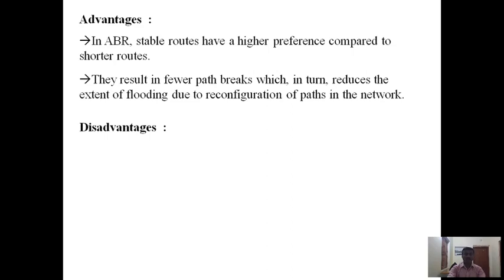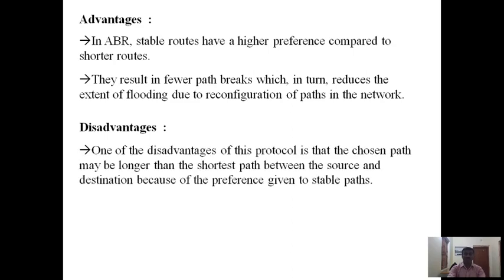So that is the main advantage of associativity based routing. And what are the disadvantages? One of the major disadvantages of this protocol is that the chosen paths may be longer than the shortest path, because of the preference given to the stable path. In associativity based routing, stability is more important. So stable routes are taken to transfer the data from one place to another, even if those stable paths are longer than the shortest path.